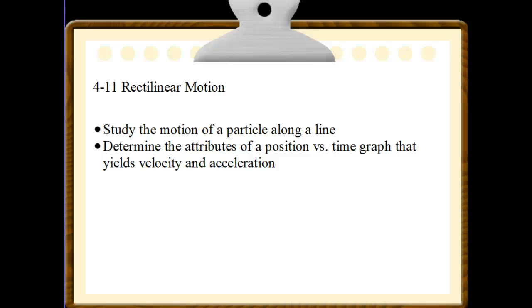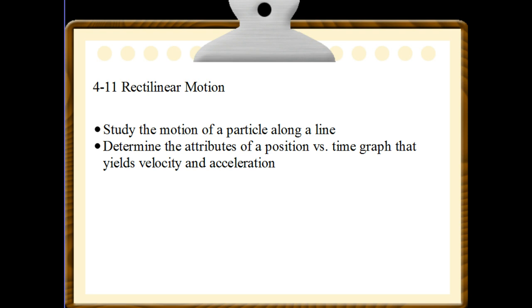Welcome to Chapter 4, Section 11, Rectilinear Motion. In this section, we're going to study the motion of a particle along a line and determine the attributes of a position versus time graph that yields velocity and acceleration. Now, before we get into that, let's talk about what we're dealing with: rectilinear motion.